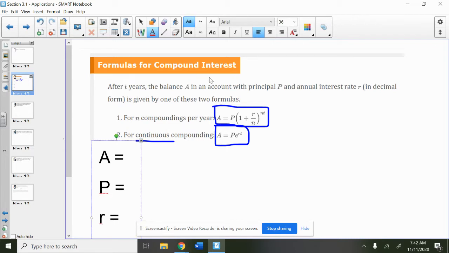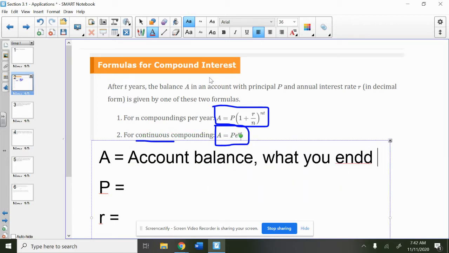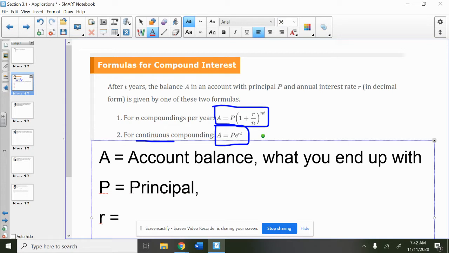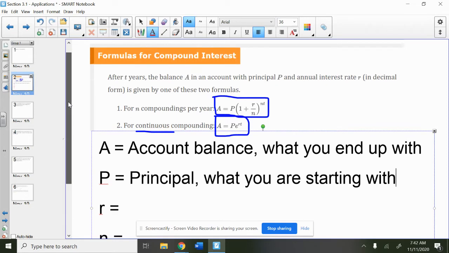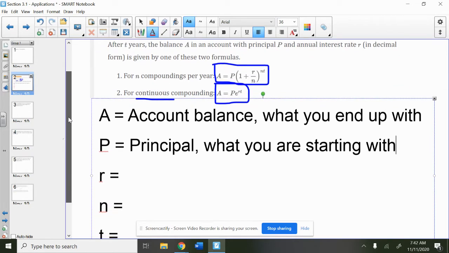So A is basically your account balance, or what you end up with. So what do you come out with? Because a lot of times the question is, how much would you have after you do this? So I would say what you end up with. P is what we call the principal, and that's basically what you're starting with. It could also be what you're investing. So if you say you invest this, that means you're starting with that.